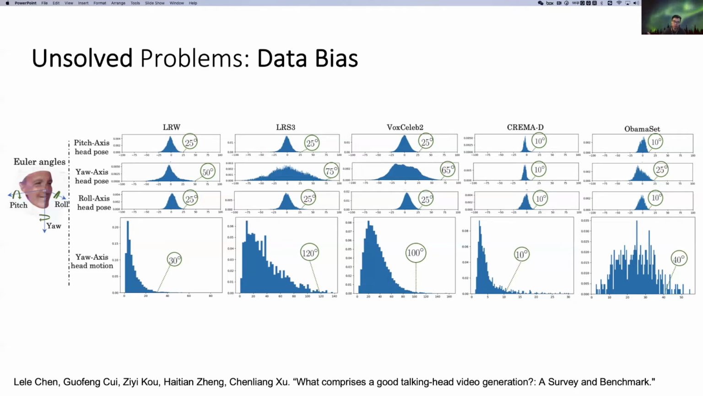So how to solve this data bias problem through network modeling, designing the network structure to solve it, is also unsolved.